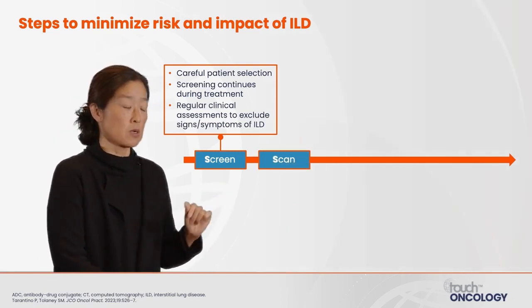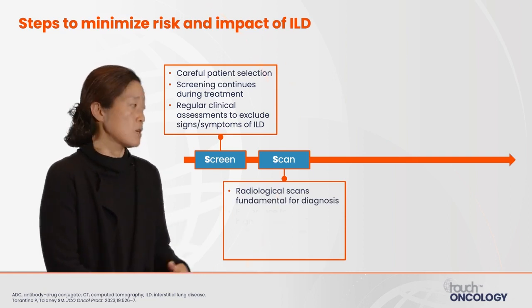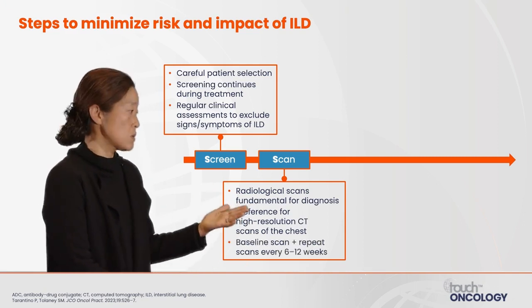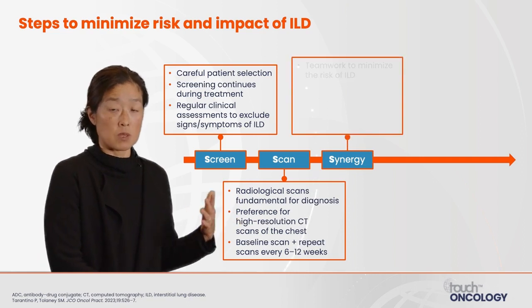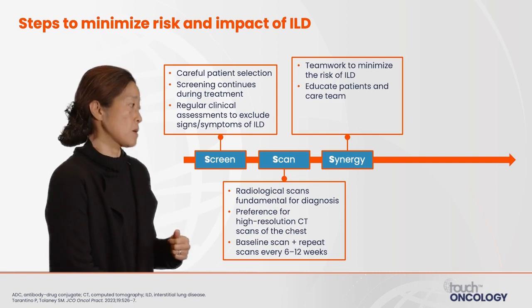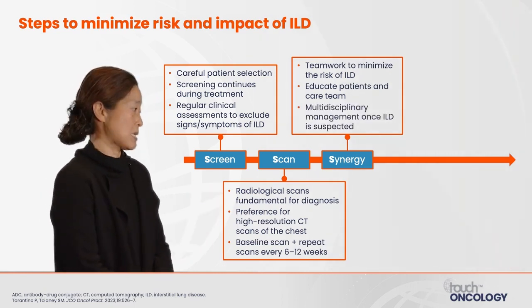Scans are a key part of this. So radiographic scans are fundamental for diagnosis of ILD. We prefer high-res CT scans of the chest. And we should have a baseline scan as well as repeat scanning every 6 to 12 weeks. Synergy. We need to synergize with the patient and the care team. We need to educate patients so that they know what to watch out for. We need to involve a multidisciplinary team to manage the ILD once it's suspected.